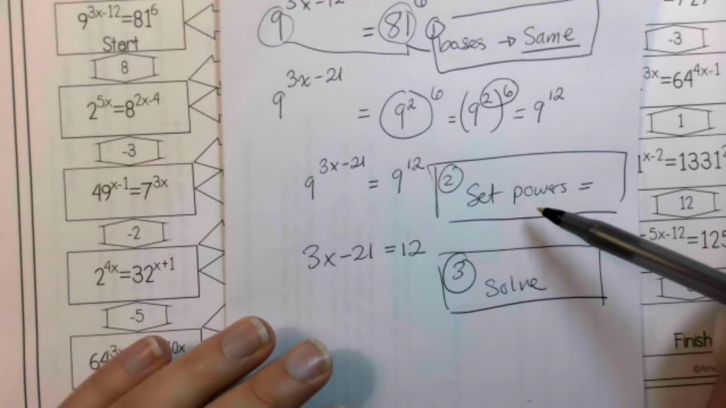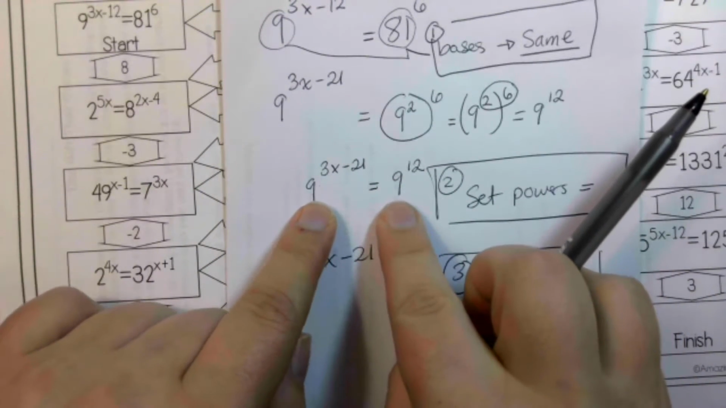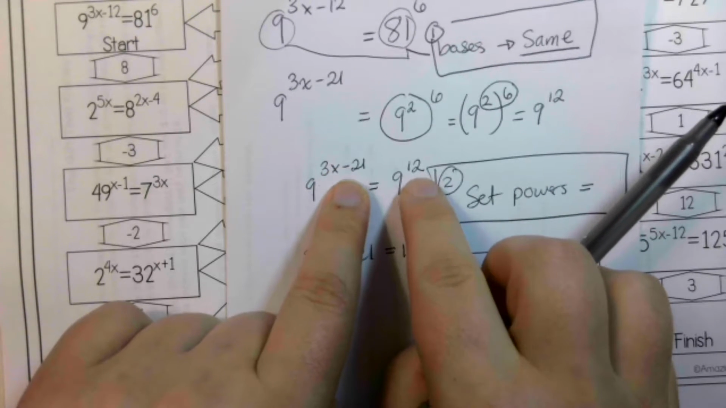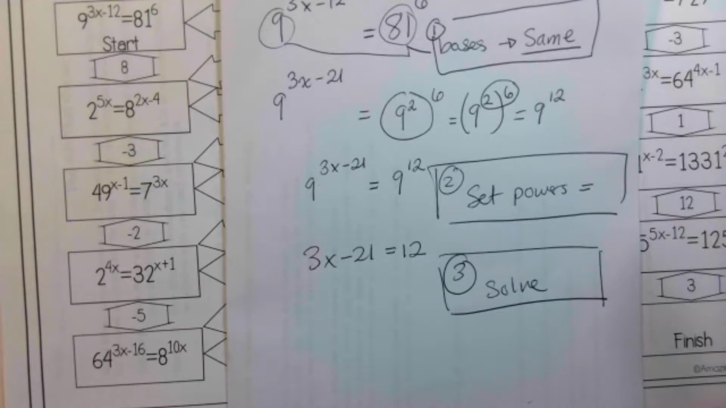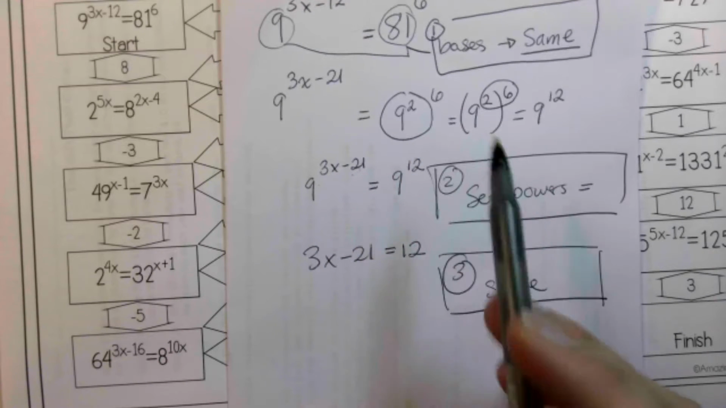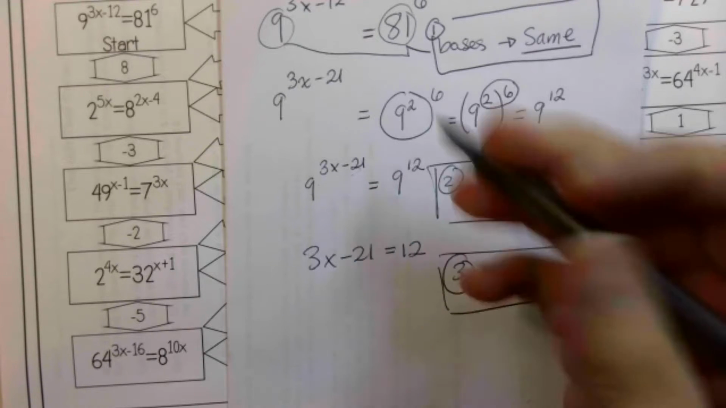Now, step 2, it makes sense. If the base is the same, then in order for this side to equal that side, those powers have to be equivalent. And the easiest way to find this is just to take this power equal to that power. Now again, we're just going to solve.